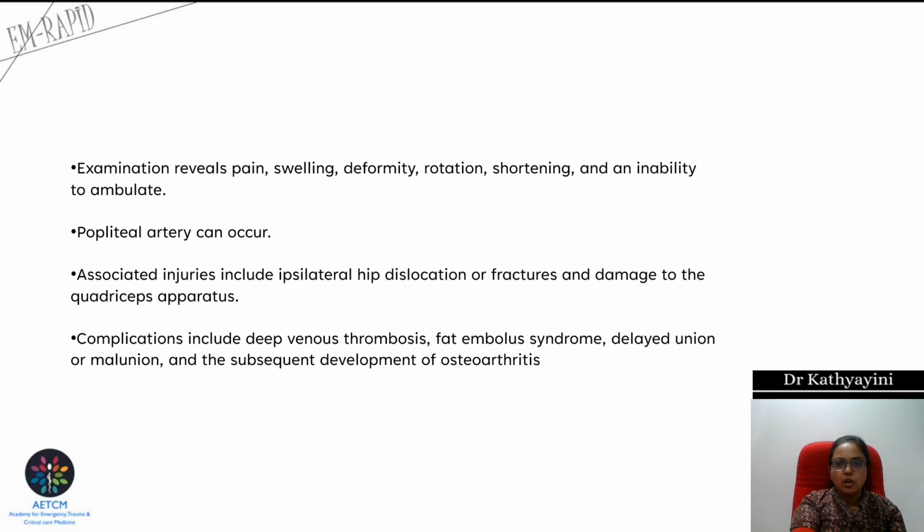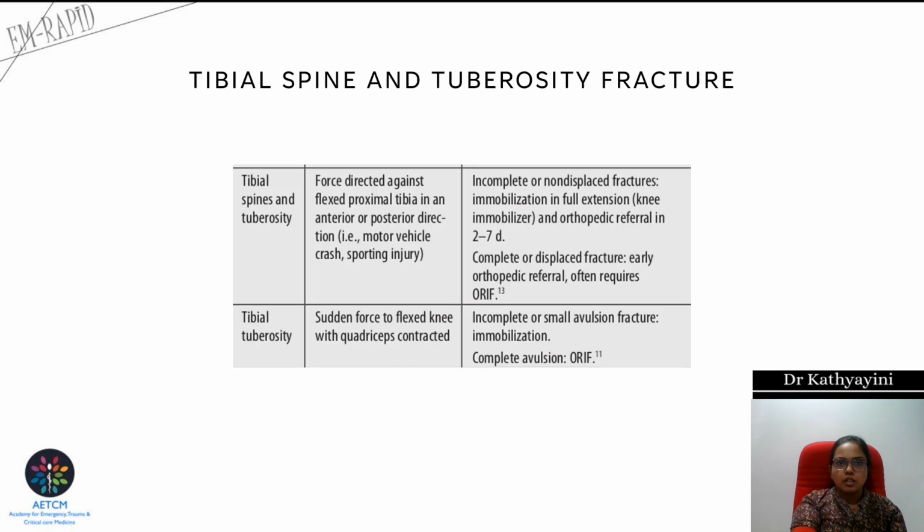Then, in a femoral condyle injury, there are complications like DVT, fat embolism, and delayed union or malunion can happen, and also there is a chance of subsequent osteoarthritis. Next is the tibial spine and tuberosity fracture.